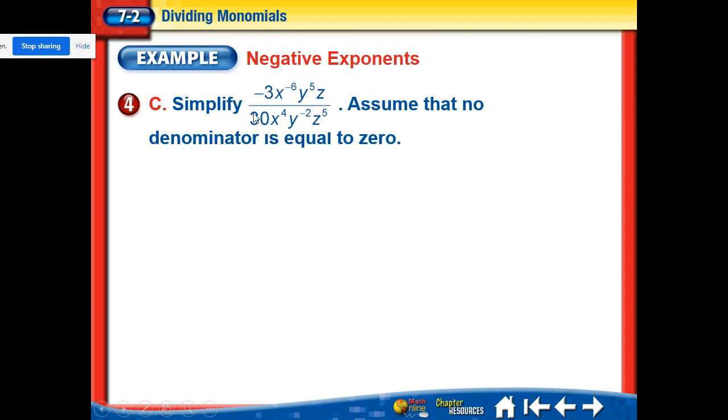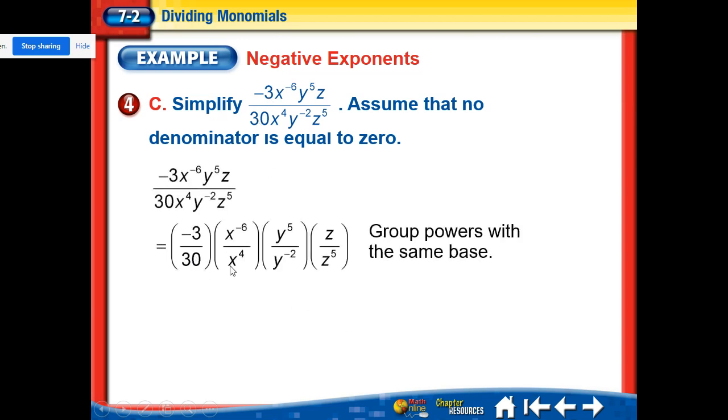Simplifying this, we have negative 30 and negative 3. That's a fraction. We're going to have to simplify it the best we can. So that one's going to be simplified. We took the x's together, negative 6 and 4. The y's are 5 and negative 2, and the z's are 1 and 5. So we're going to subtract those. So this is just negative 1/10, so negative 1 with a 10.